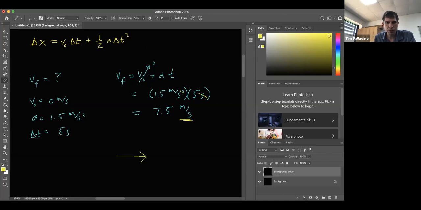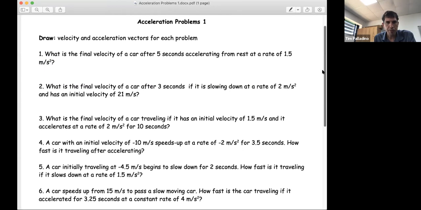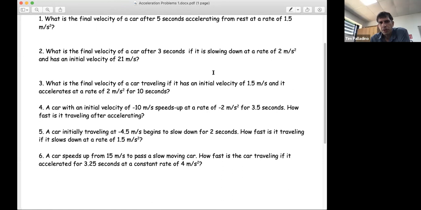In this case, if they're telling you the acceleration is positive, and you're speeding up, the velocity should be in the same direction. There is one that I would like to look at. It's always good to draw the acceleration and the velocity vectors. Should we draw the vectors before or after we finish solving the problem? Normally it's good to do it before, and that's why I'm going to show you this one.